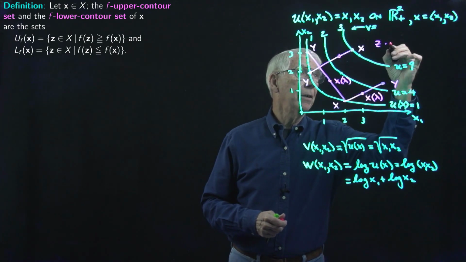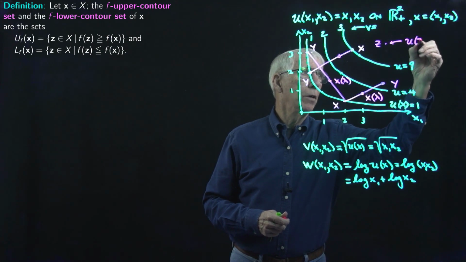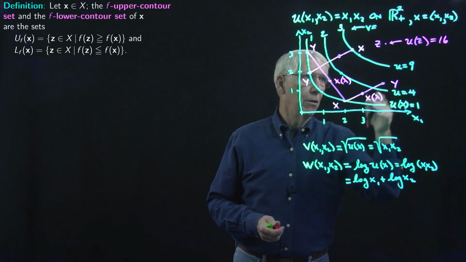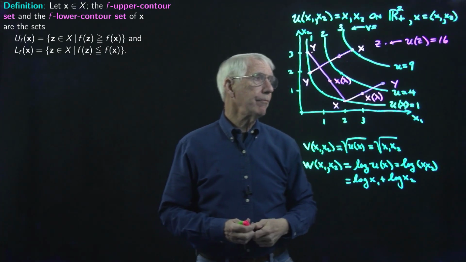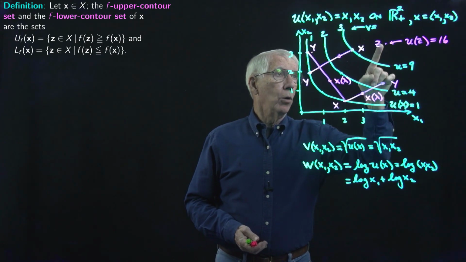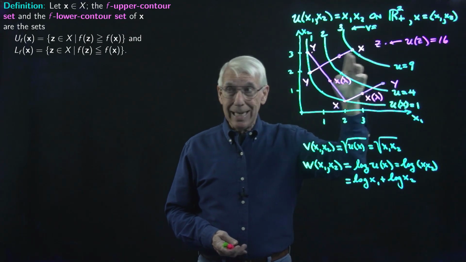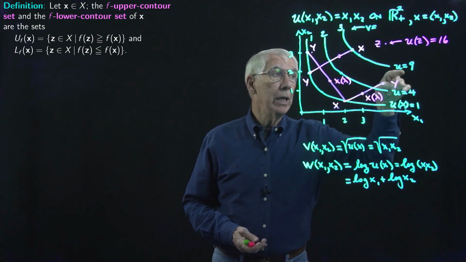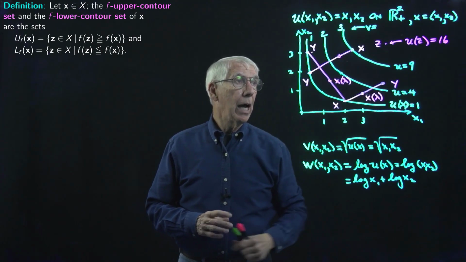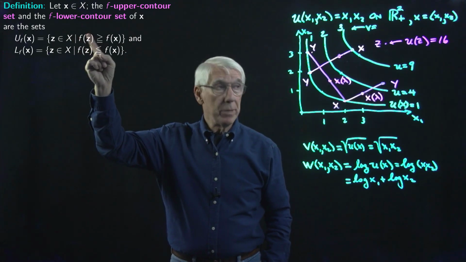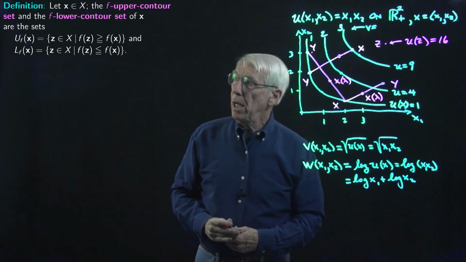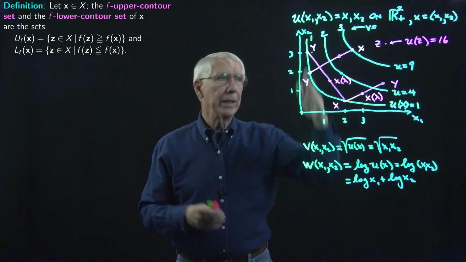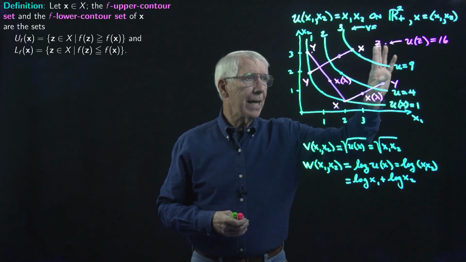So let's suppose u of z, the way I've drawn it, maybe that's around 16. Maybe it's on 4 here. So this z would be in the upper contour set of x because its value is larger than the value at x. So that z would be in the upper contour set. So the upper contour sets for this function clearly are, intuitively, all convex sets.